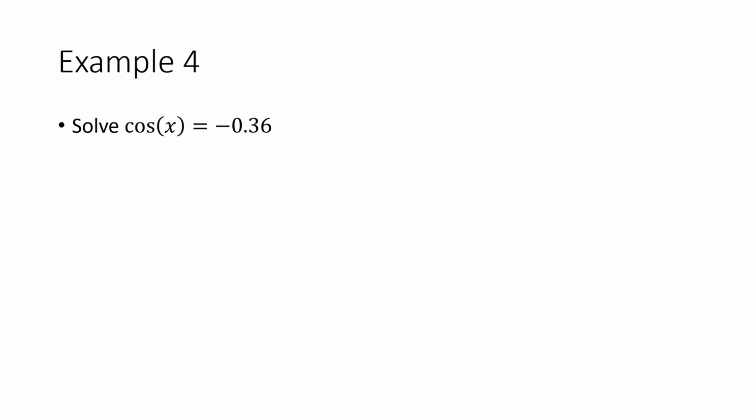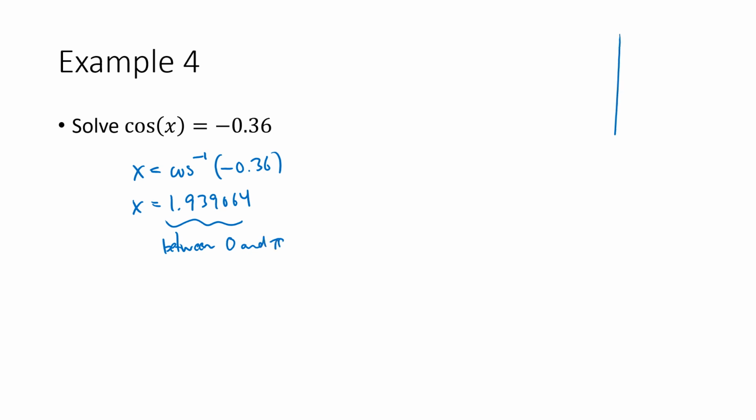Okay, let's do one more. So we're being asked to solve cosine of x equals negative 0.36. Again, we're going to start by using the calculator to get x equals the inverse cosine of negative 0.36, and that's going to give us x equals 1.939064. And again, we have to remember that by the definition of inverse cosine, this angle is between 0 and pi.